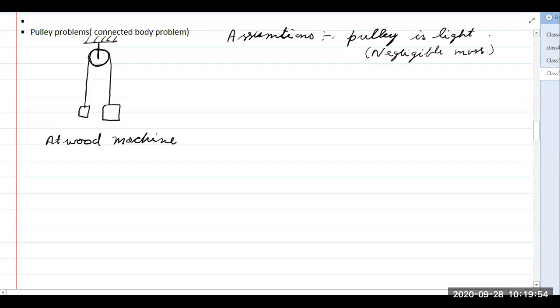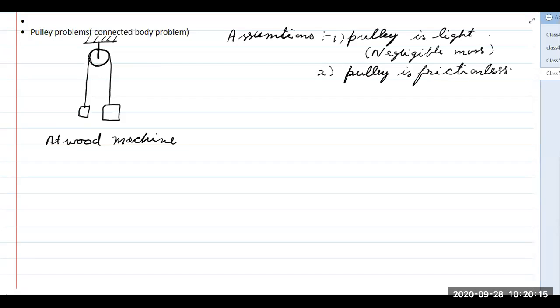Second assumption: the pulley is frictionless. The surface of the pulley is frictionless. In the next chapter, when we study the pulley in rotational mechanics, we will assume the pulley has mass and we will also consider the surface of the pulley to be rough. But in this chapter, we consider it frictionless.